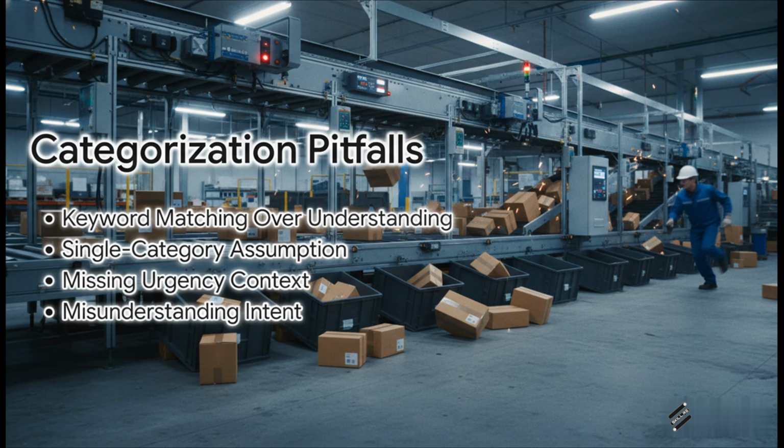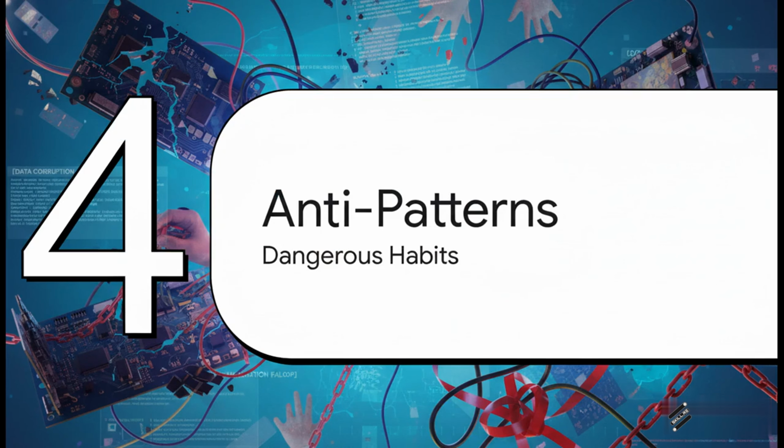First, keyword matching over understanding. If someone submits a feature request but uses the word "broken," the AI might panic and route it to the bug team. Second, single category assumption. Got a billing issue and a tech issue? The AI usually just grabs whichever one was typed first. Third, missing urgency context. A polite ticket can still be a 5-alarm fire, but the AI marks it low priority just because the customer wasn't using all caps. And finally, misunderstanding intent. You always have to figure out what the customer actually needs, not just the random words they typed. Which leads us to Section 4, Dangerous AI Anti-Patterns.